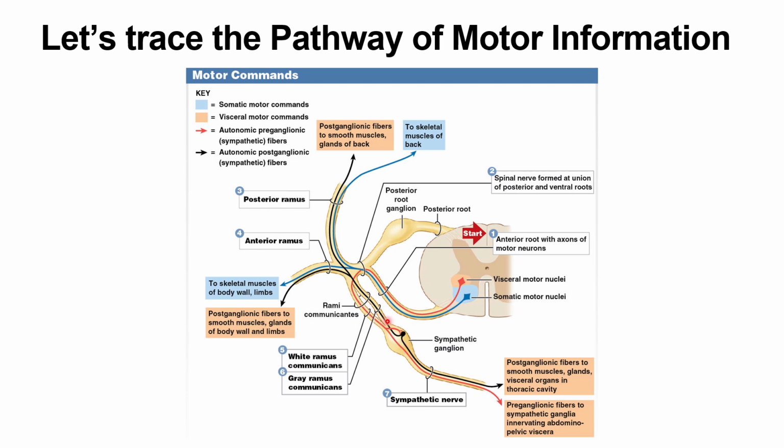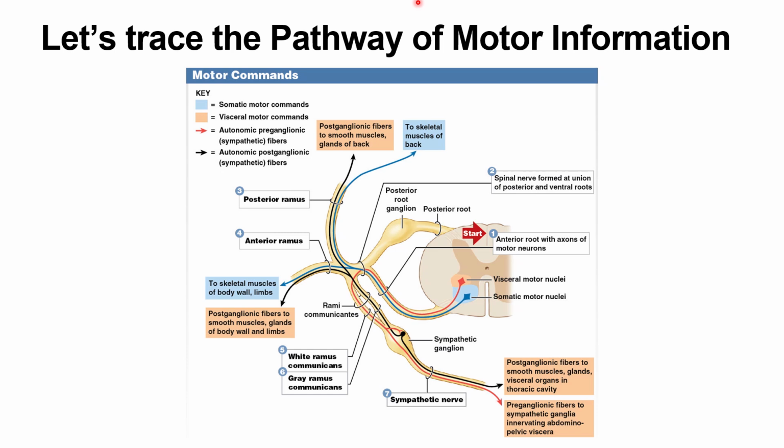All of this information will then go through various different processes. We can have a synapse at the sympathetic ganglion, where the information will then be propagated out to our visceral organs via the sympathetic nerve. We can also see through the anterior ramus motor information being sent out to the skeletal muscles of the trunk and the limbs. And then through the posterior ramus, we have motor information being sent out to the back, especially the skeletal muscles of the back and the smooth muscles and glands of the back as well.